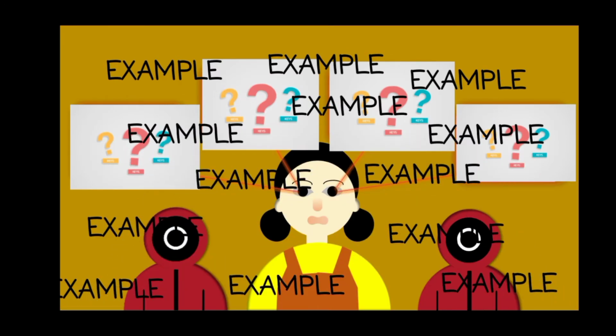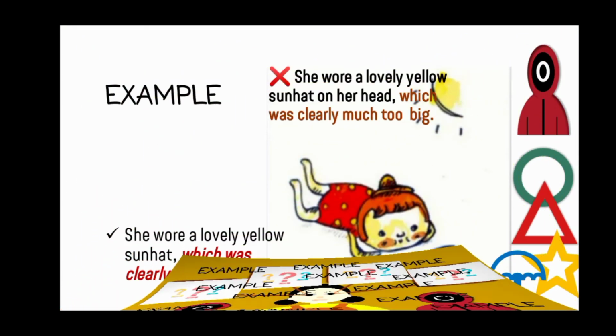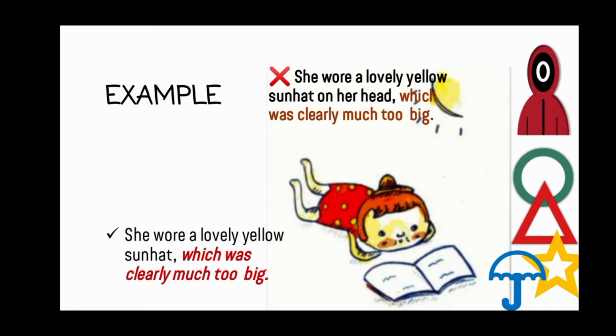So I have an example for you to understand a misplaced modifier. So please take note that the color red words are the modifier. She wore a lovely yellow sun hat on her head, which was clearly much too big. So for this sentence, it is misleading. The modifier is which was clearly much too big. If we are going to imagine the sentence, it means that the head is much too big than the hat.